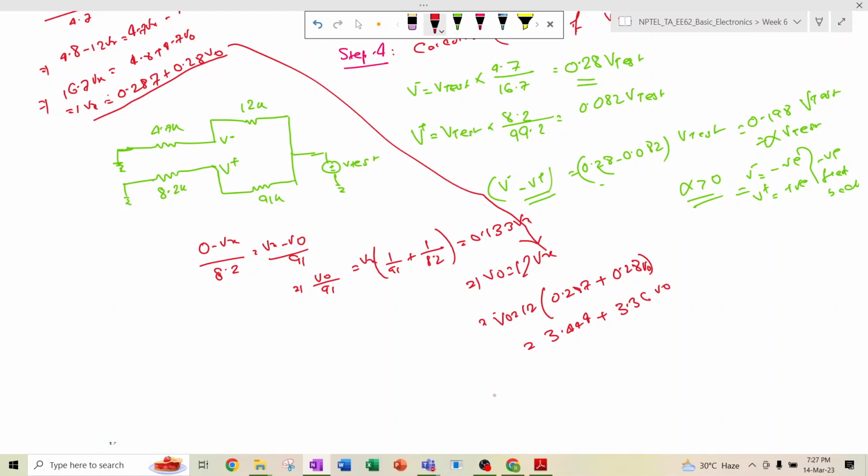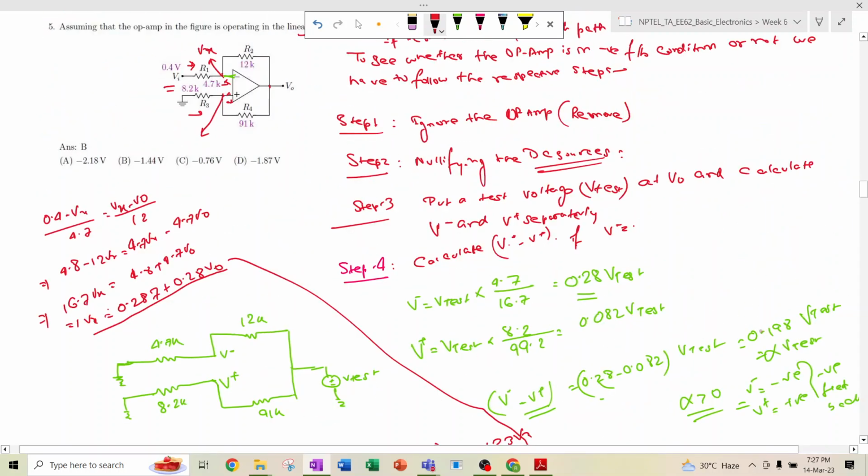So if we move VO to the other side, that is 2.36 VO is equal to minus 3.444. So this VO will be minus 3.444 divided by 2.36. So 3.444 divided by 2.36 comes out as minus 1.459. So this much volt is there. So minus 1.44, if we approximate this, will be the correct answer, right? Okay.